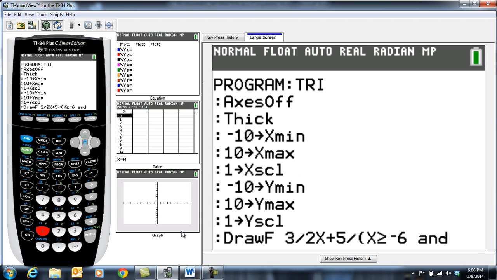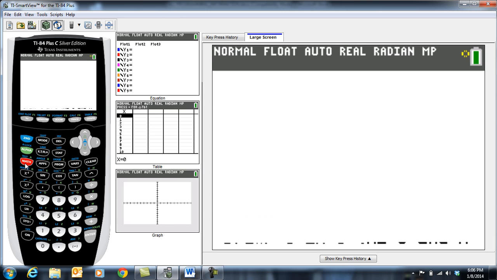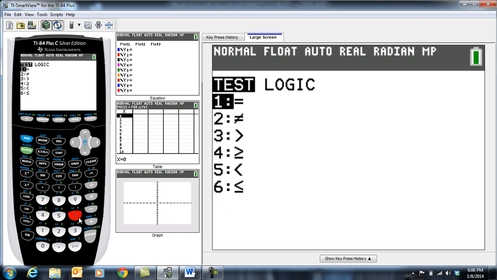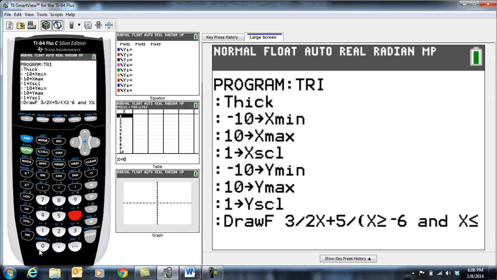So that's option 1. Now we have to do x is less than or equal to 0 because that was the other endpoint. So I have x. To get to my less than or equal to, I do second math, and there it is. It's number 6. It's less than or equal to 0. So there's my domain.